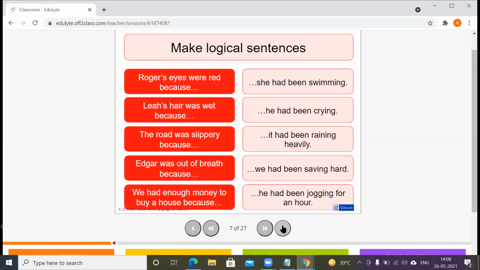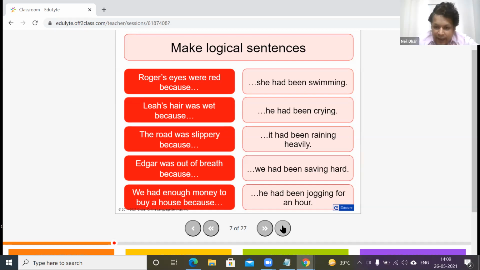Roger's eyes were red because he had been crying. Leah's hair was wet because she had been swimming. The road was slippery because it had been raining heavily. Edgar was out of breath because he had been jogging for an hour. We had enough money to buy a house because we had been saving hard.